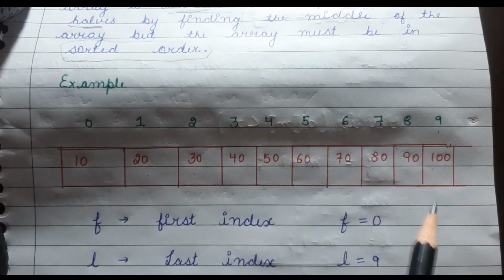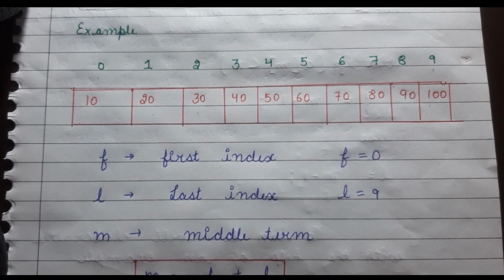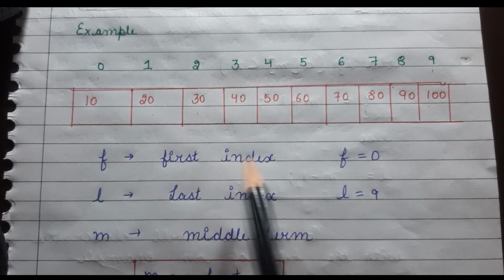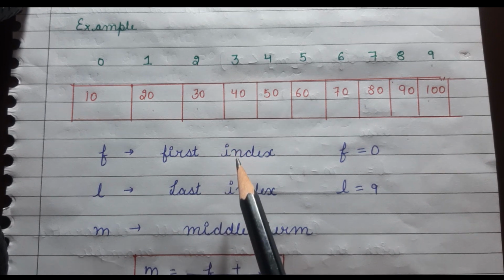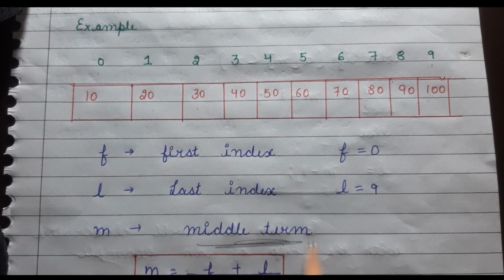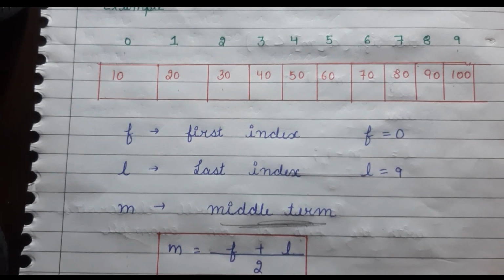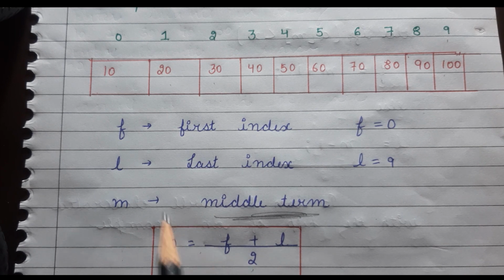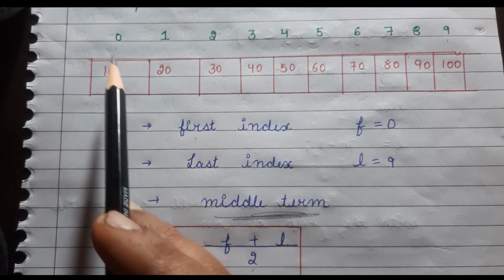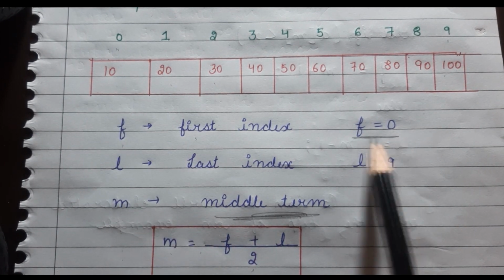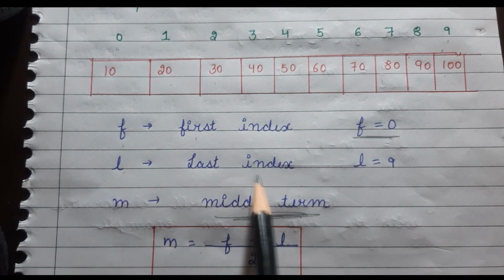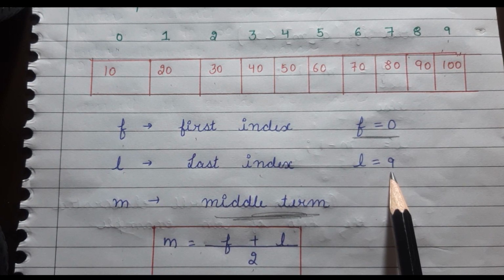Now here we find the middle element of the array. How do we divide this complete array into two halves? By finding the middle term, okay. Now there is one formula for finding the middle term in binary search, that is m is equal to f plus l divided by 2. Now f represents the first index that has a value 0, and l represents the last index, and l has a value n.